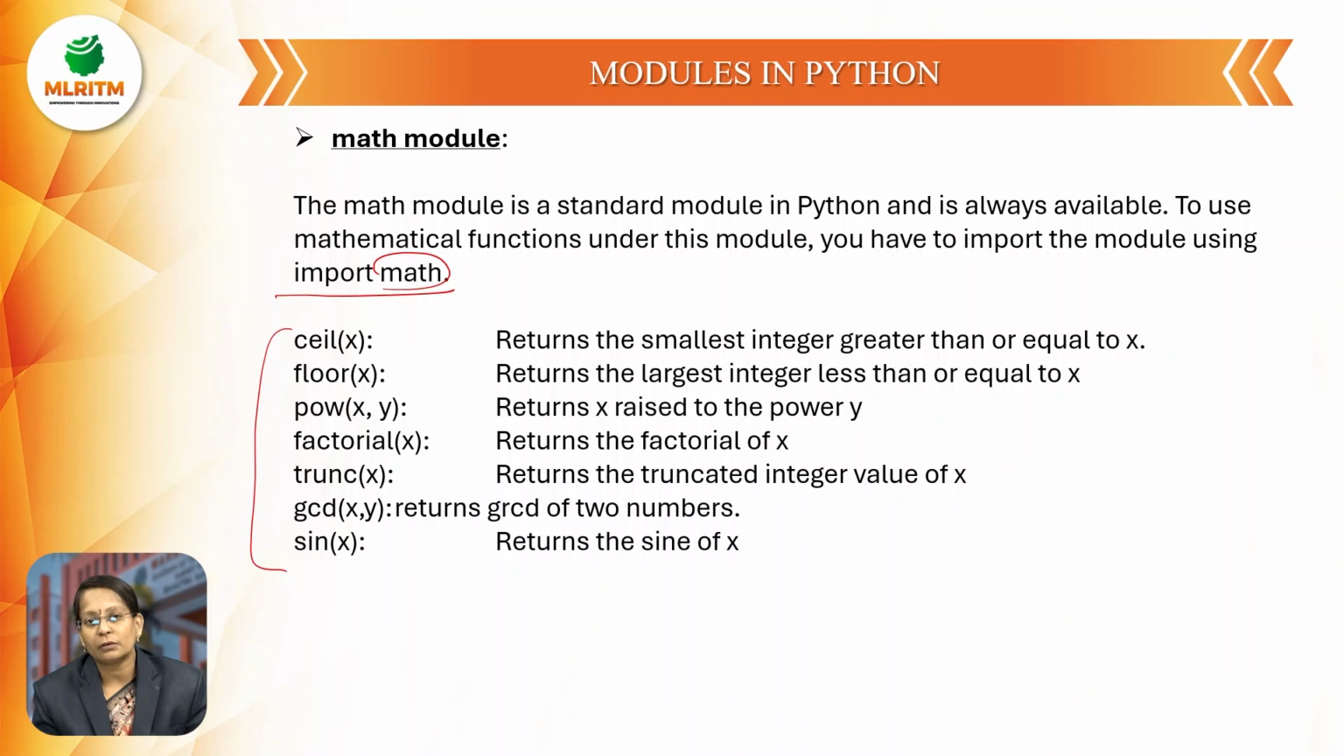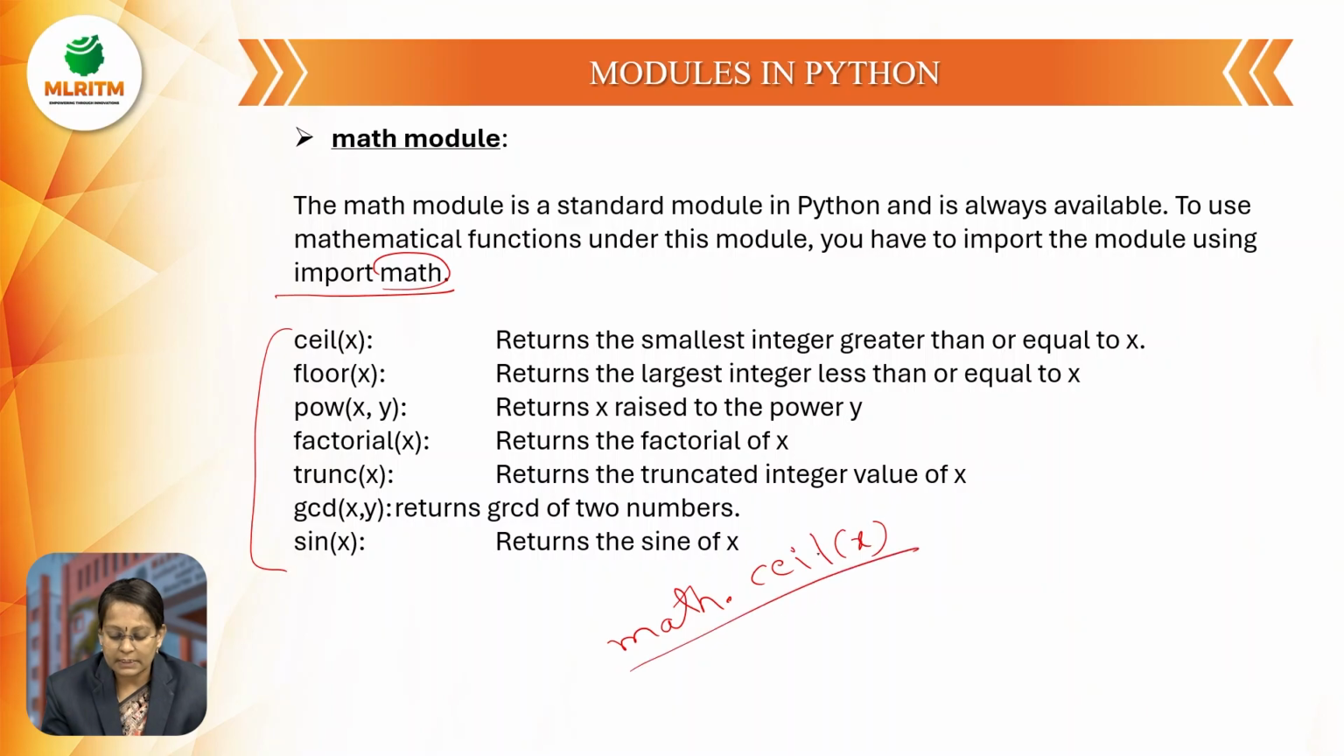If you want to use the members of the module, then we compulsorily have to write the module name, like math.ceil(x). These are all members of the math module: ceil, floor, pow, factorial, trunc, gcd and sign. Since the module name is math, we use math.ceil, math.floor, math.pow, math.factorial, like that.